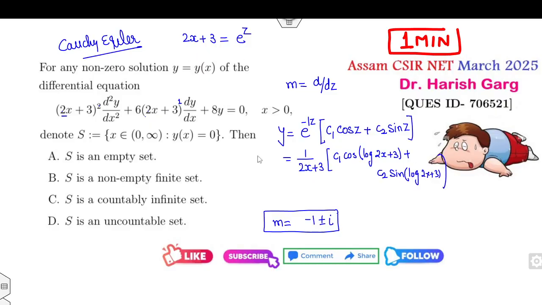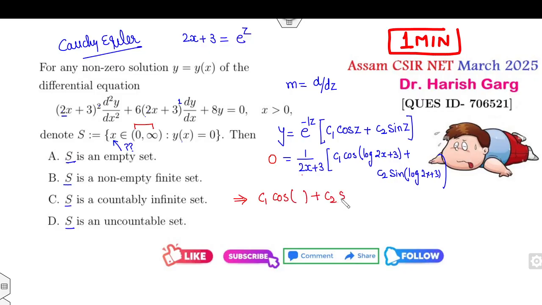Now you can read the statement. What is given to you? Your target is to check what is the S. That means countable, finite, uncountable, non-empty and so on. Your target is to find the value of x such that y of x is 0. That means this number is 0. Because x is positive, this can never be 0. So this implies c1 cos of the angle plus c2 sine of the angle is 0.